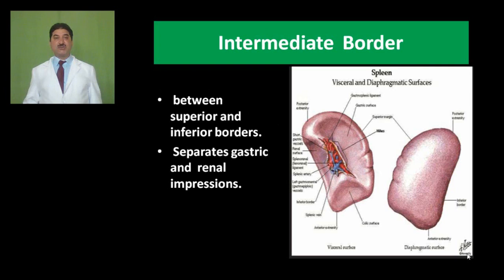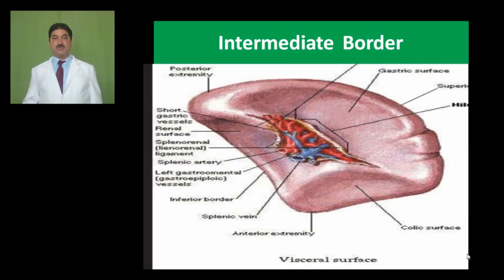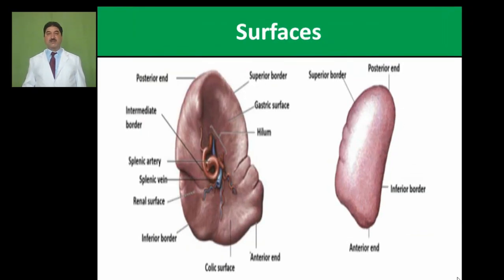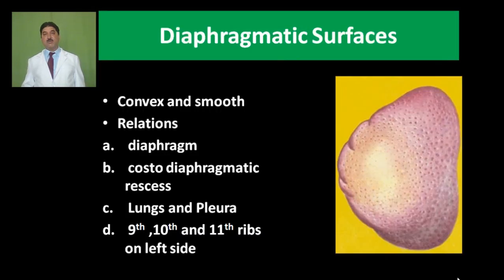Intermediate border of the spleen lies between the superior and inferior borders. It separates the gastric and renal impressions. Intermediate border of the spleen, as shown in this diagram, separates the gastric and renal impressions. Spleen has two surfaces. Visceral surface, which is irregular, is related to the various viscera, and diaphragmatic surface, which is smooth, is related to the undersurface of the left dome of the diaphragm.